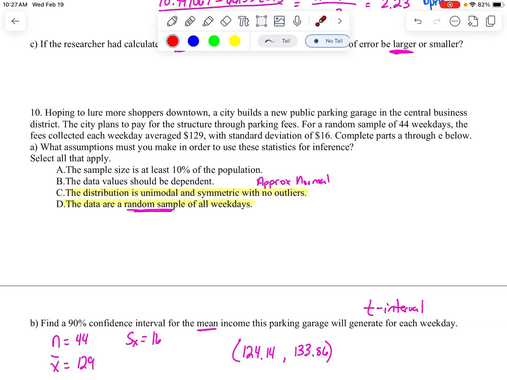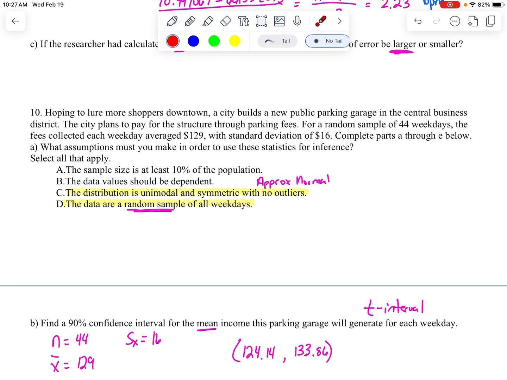In this particular case, it's going to focus on two of those. Approximately normal, which means the distribution is unimodal and symmetric with no outliers. And as well, it came from a random sample of all weekdays. So those are the two things that we would have to check for assumptions on this particular one. Again, we're not going to hit that super hard. The general mechanics is what I'm worried about, and that's the road I decided to go down.